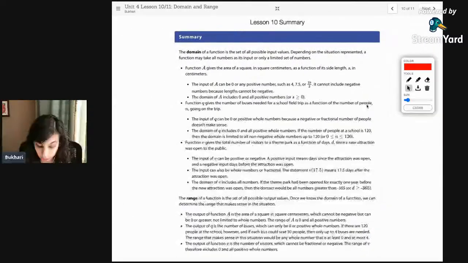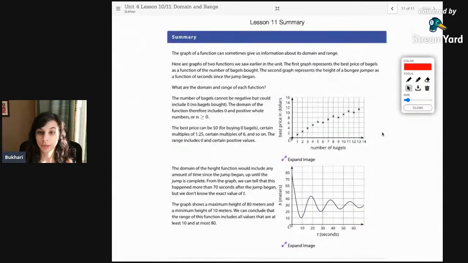And so if any part of that was confusing, you have both lesson 10 and lesson 11 summaries that will hopefully be helpful to clear up any information, or if you're stuck on what a domain and a range represents. So I will see you in lesson 12.